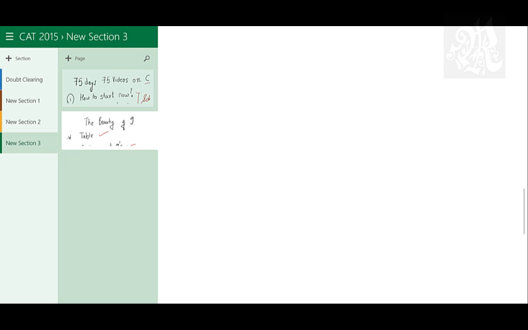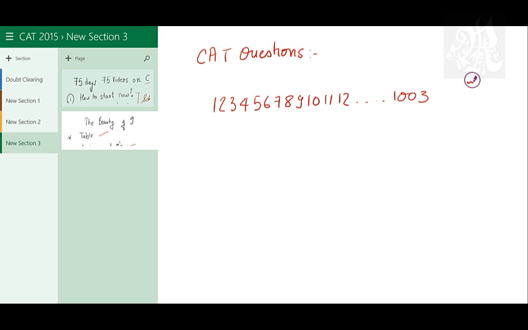Let's have a look at a CAT question. I mean, a couple of CAT questions that are based on this. CAT and XAT precisely, any exam that is above CAT precisely. Let's say we have a question something like this: 1, 2, 3, 4, 5, 6, 7, 8, 9, 10, 11, 12, 13, etc. till 1003. A famous question, you might have seen this in a lot of mocks. If this is n, what is the remainder when n is divided by 9?